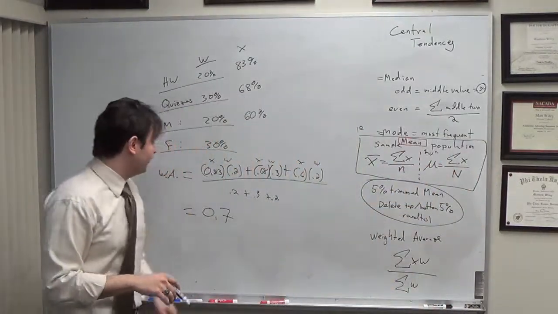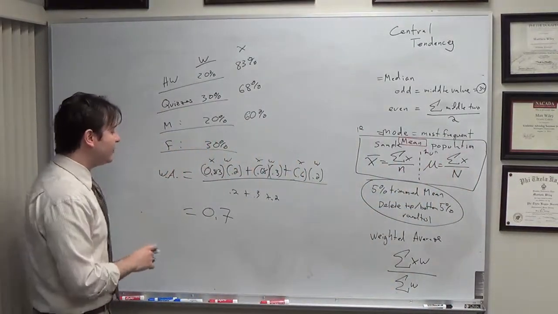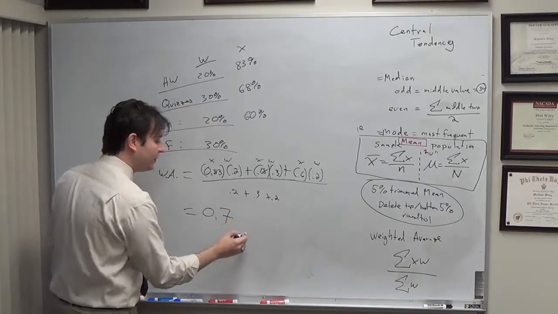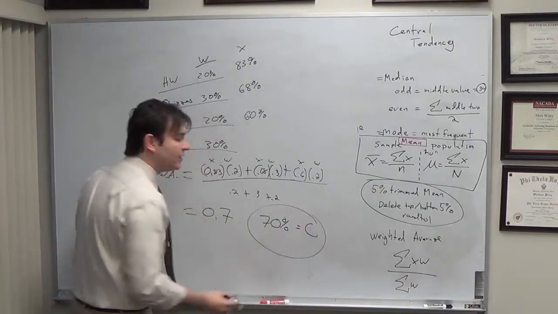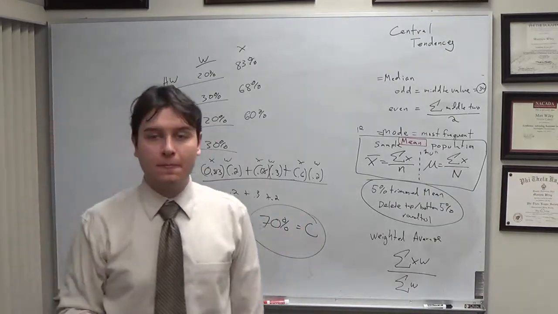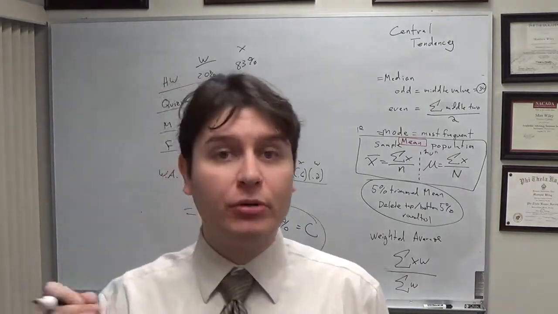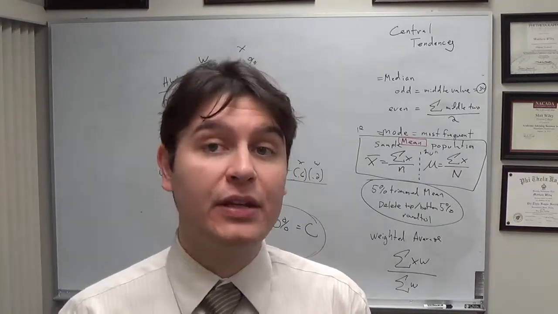This looks pretty good for this person. They've left the midterm and they have 0.7, which we would probably call a 70%, which under my grading scheme would give this person a C. You would get your midterm letter grade and it would be a C.